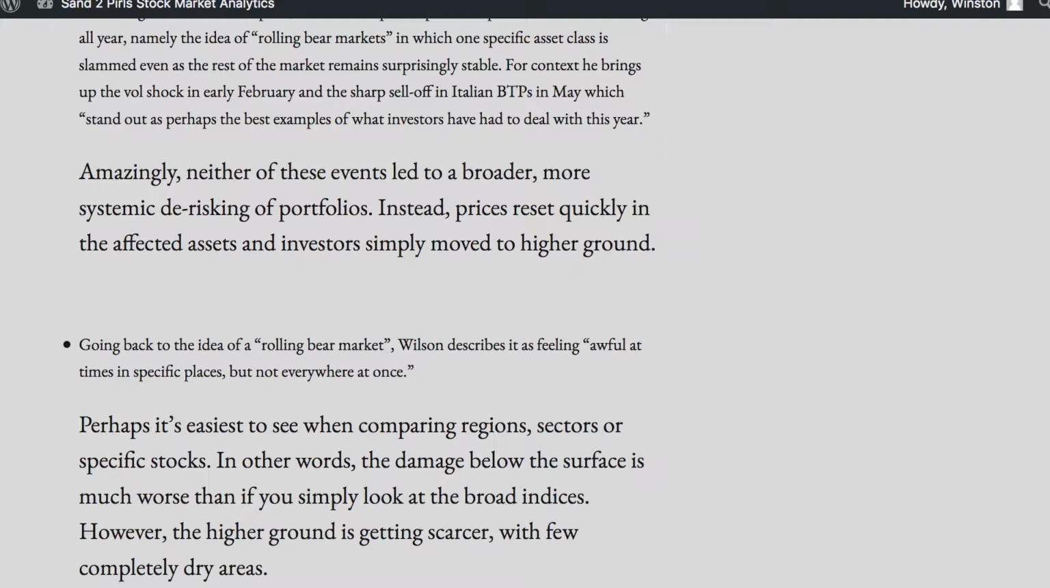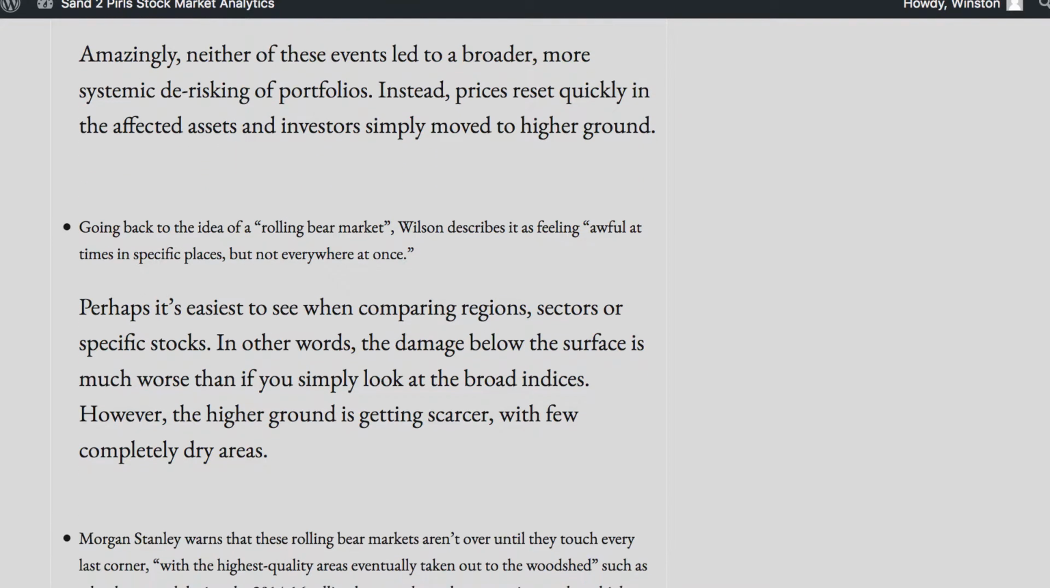For context, he brings up the vol shock in early February and the sharp sell-off in Italian BTPs in May, which, quote, stand out as perhaps the best examples of what investors have had to deal with this year, close quotes. Amazingly, neither of these events led to a broader, more systemic de-risking of portfolios. Instead, prices reset quickly in the affected assets, and investors simply moved to higher ground.